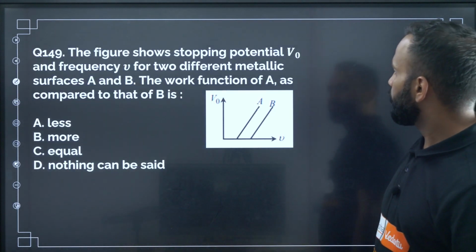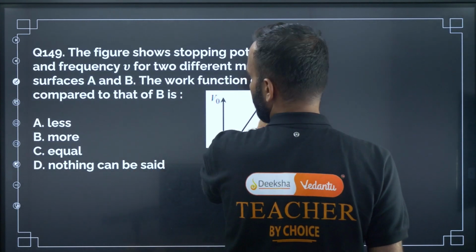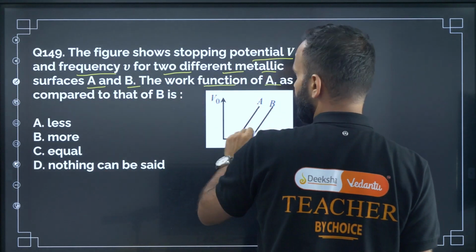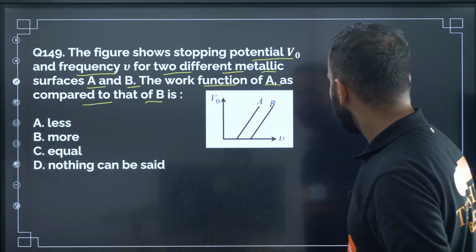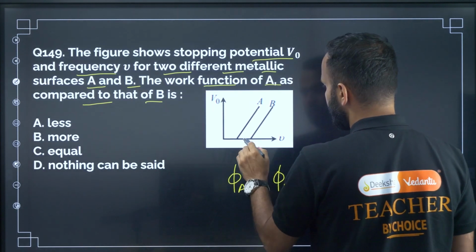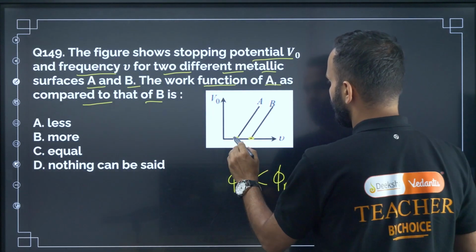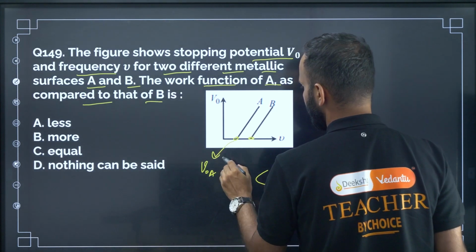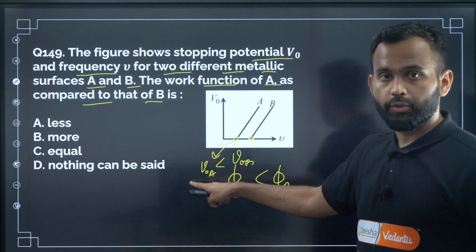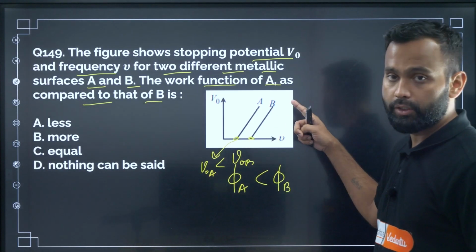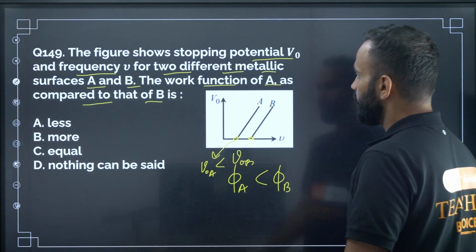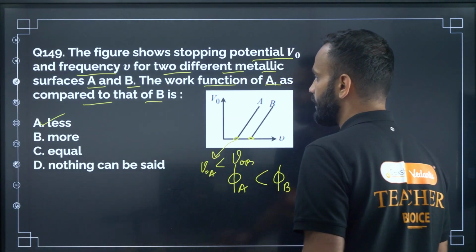Okay. Question number 149. The figure shows stopping potential V0 and frequency nu for two different metallic surfaces A and B. The work function of A as compared to that of B. Work function of A is lesser than work function of B. Why? Because the threshold frequency for A is lesser than threshold frequency for B. Work function depends on the threshold frequency, so therefore, work function of A is less compared to that of B.